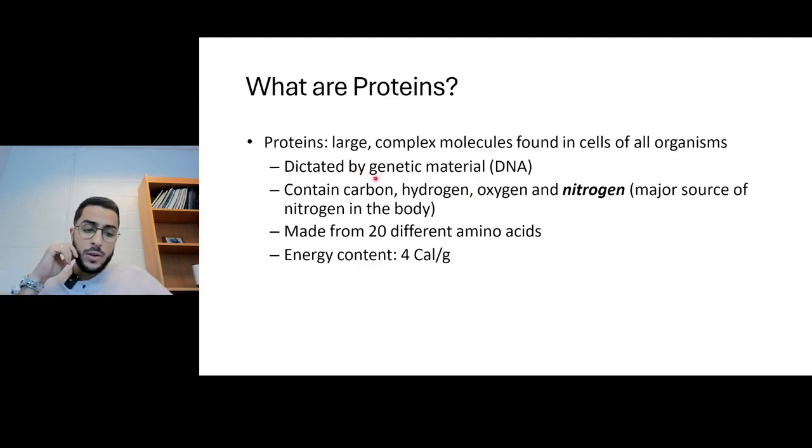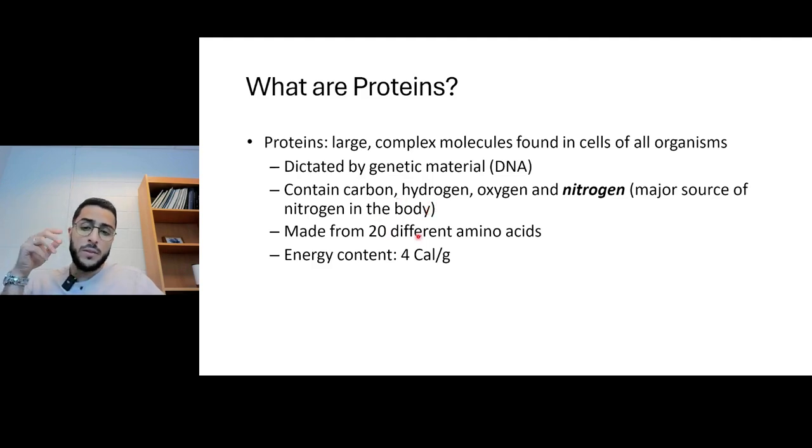Their structure contains carbon, hydrogen, oxygen, so this is like lipids and carbohydrates. The only different thing is that they also have nitrogen. And so the major source of nitrogen in our diet is basically proteins.